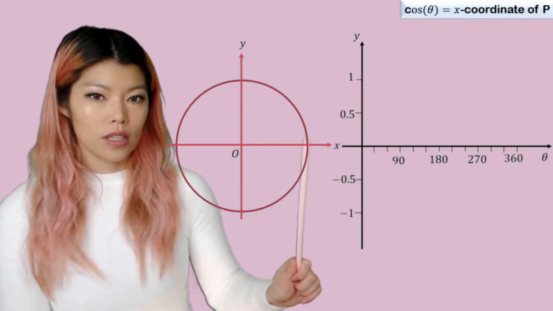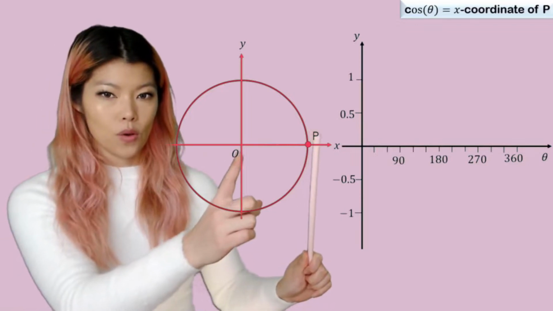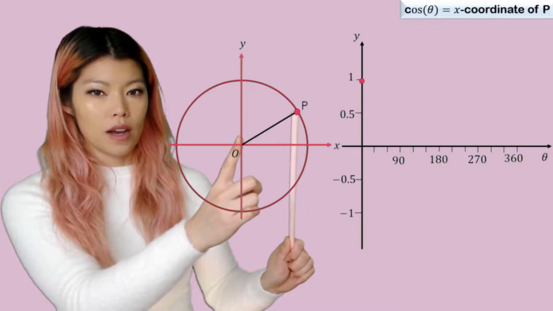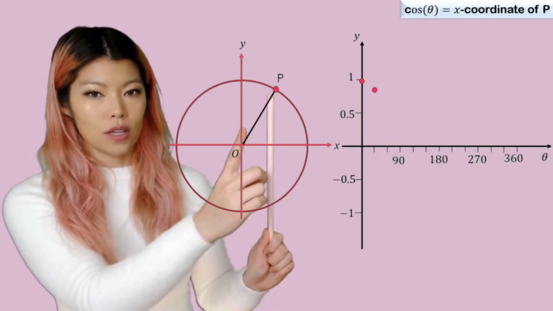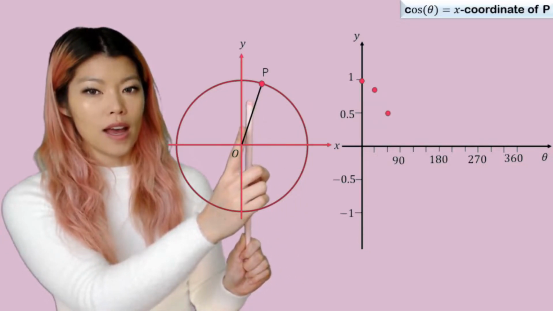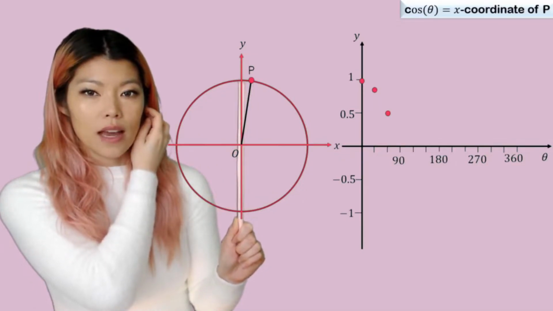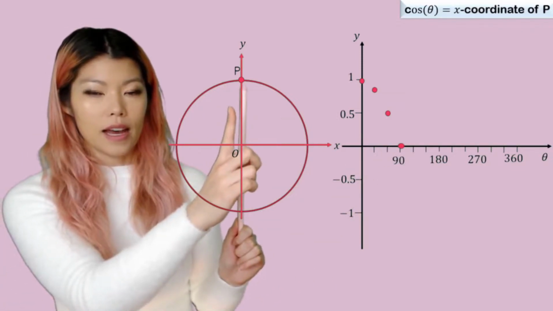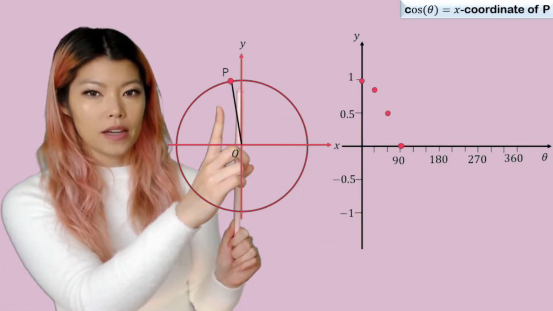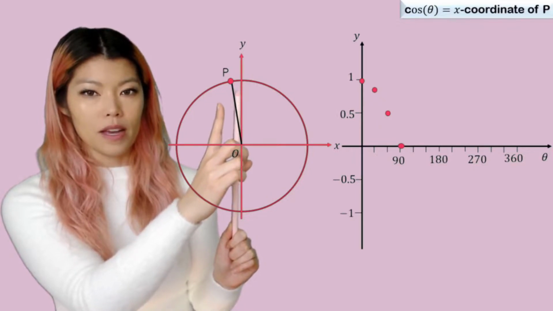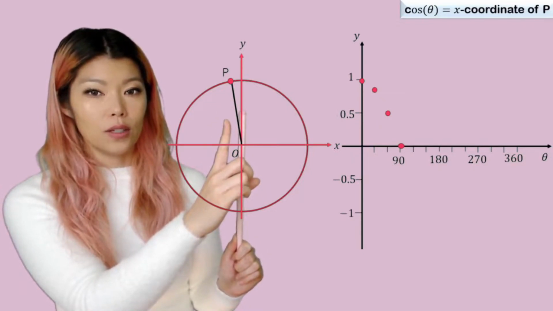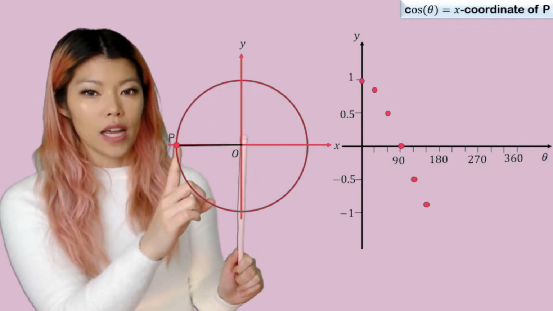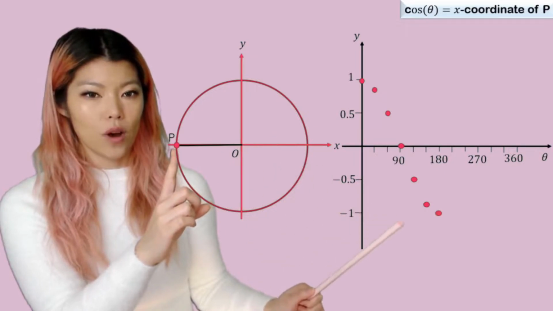So we start at 0. The x value at 0 is 1 because it's a unit circle. So we start at 1. And as we move across we can see that the x value is getting smaller and smaller until we get to 90 degrees and the x value is now 0. And as we move past 90 degrees, let's say 100, we can see that the x value is a little bit negative and more negative until we get to 180 degrees and it's negative 1.